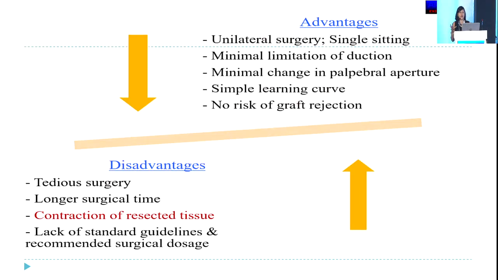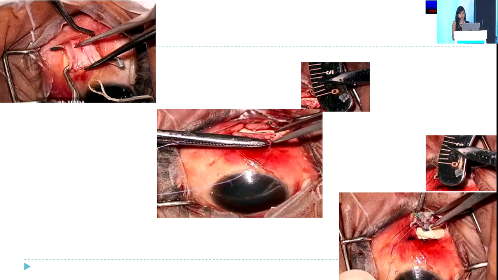So if you look at the advantages, it's a unilateral surgery, can be done in single sitting, minimal limitation of ductions, minimal change in palpebral aperture, learning curve is simple, and there is no risk of graft rejection. In the disadvantages, well, it's a little tedious surgery, a little longer time than the usual recess-resect procedure. There are lack of standard guidelines and dosages, and of course, you have to keep in consideration the contraction factor that happens, because supposedly this is the MR recession that I did in a case.